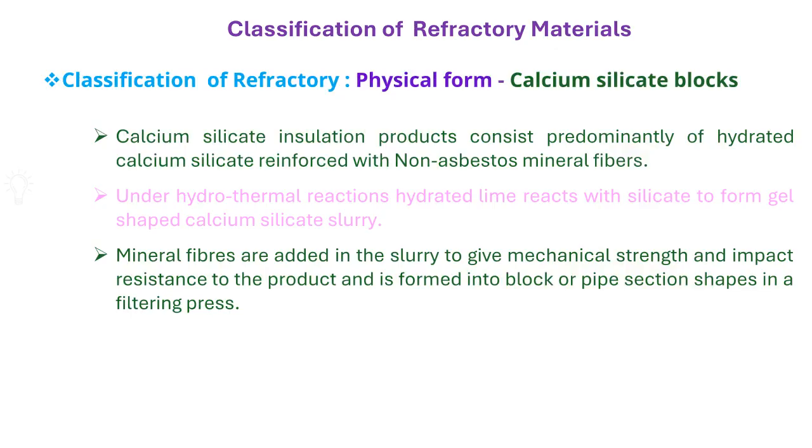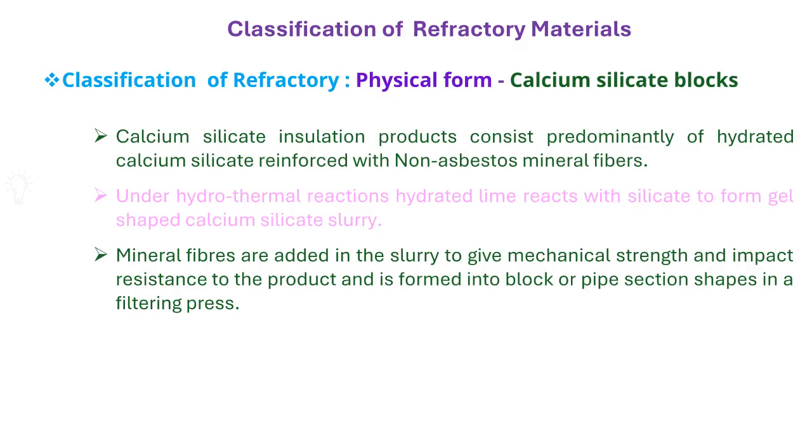Calcium silicate insulation products are carefully designed with a specific composition to deliver reliable performance. At the core, they consist mainly of hydrated calcium silicate, a compound formed from calcium and silicon combined with water. To make the product stronger and more durable, non-asbestos mineral fibers are added for reinforcement. The manufacturing process is quite sophisticated.